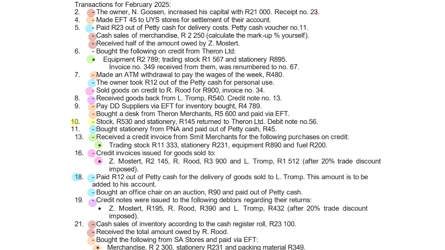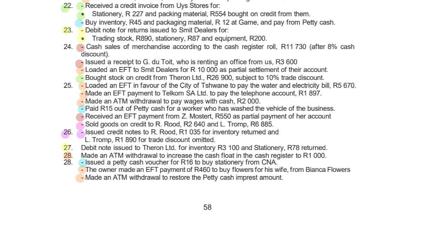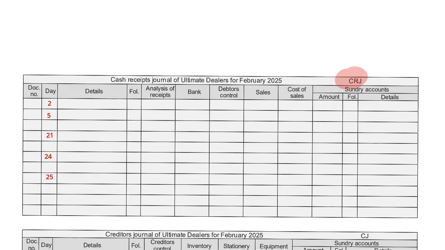So here's from the 2nd till the 21st. And then your transactions 22 to 28 also all color coded. So let's now go and complete our first journal, which is our cash receipts journal. Our cash receipts journal, we color coded red.